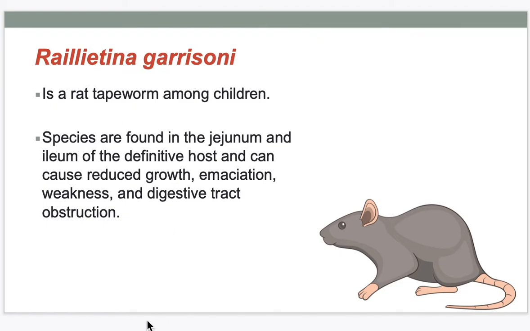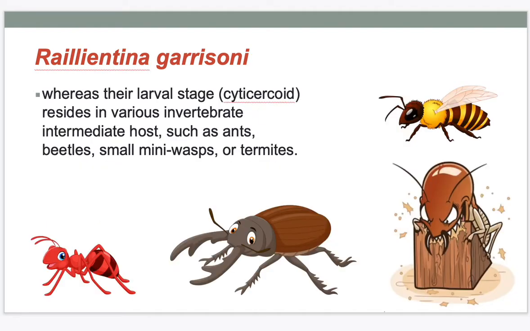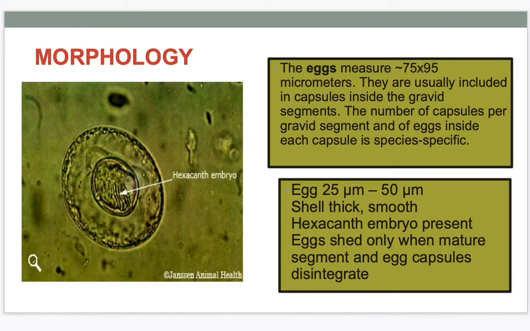This species is found in the jejunum and ileum of the definitive host and can cause reduced growth, emaciation, weakness, and digestive tract obstruction. So, Raillietina garrisoni, their larval stage, or the cysticercoid, resides in various invertebrate intermediate hosts such as ants, beetles, small wasps, or termites.